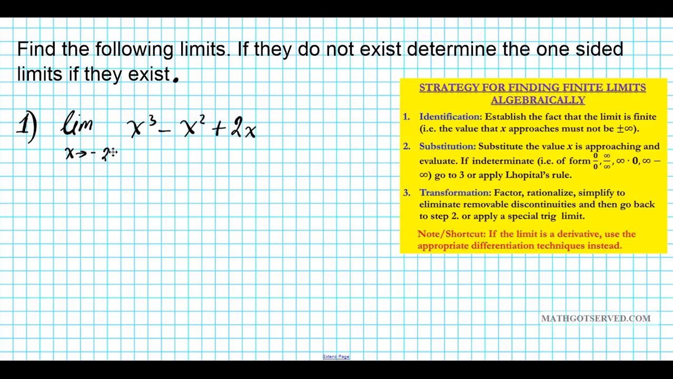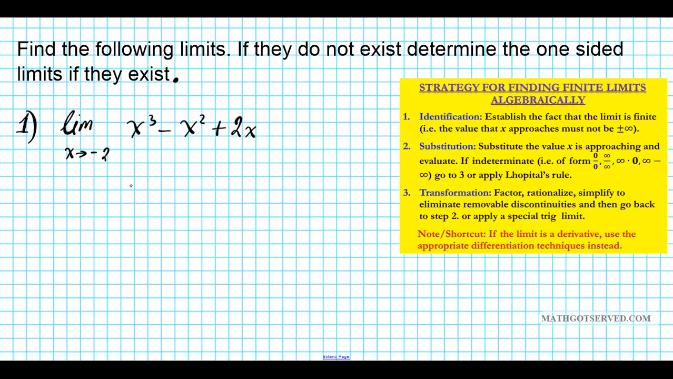Okay, so step 1, what kind of limit is this? We just basically focus our attention on what x is approaching. Is x approaching a constant or plus or minus infinity? x is approaching a constant, so this is a finite limit. Now that we know that we're doing a finite limit, we can go ahead and apply the steps. So step 2, we're going to just substitute the value that x is approaching into the x's.